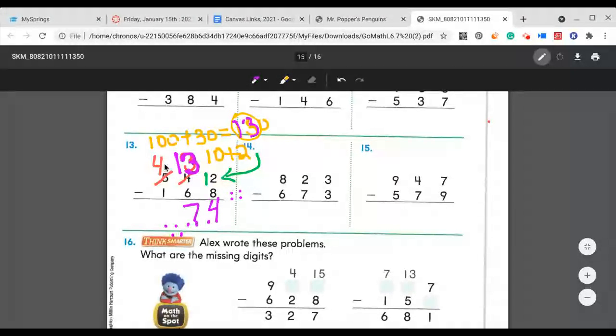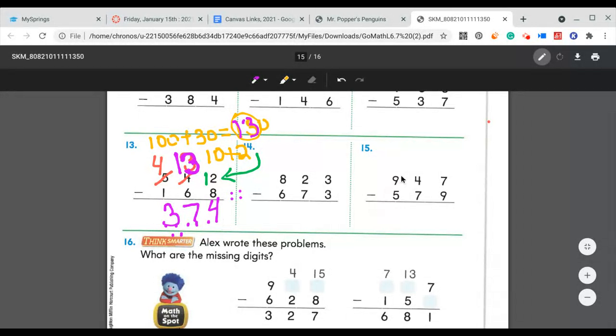Now we can go over to our hundreds column. We have 4 minus 1, or 400 minus 100, which we know is 300. So the difference, or our answer to the subtraction problem of question number 13, is 374.